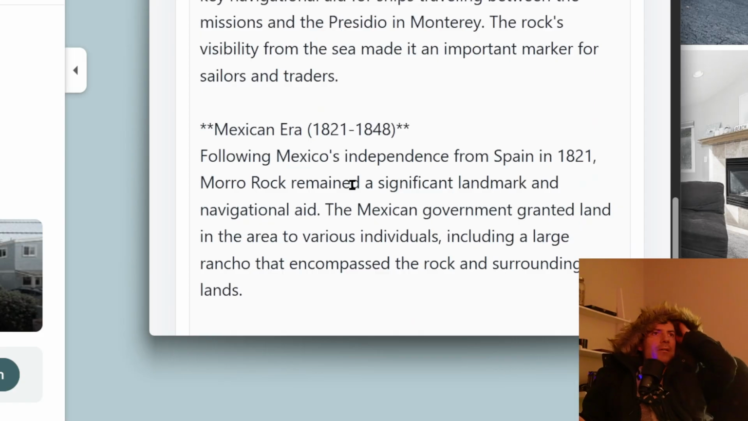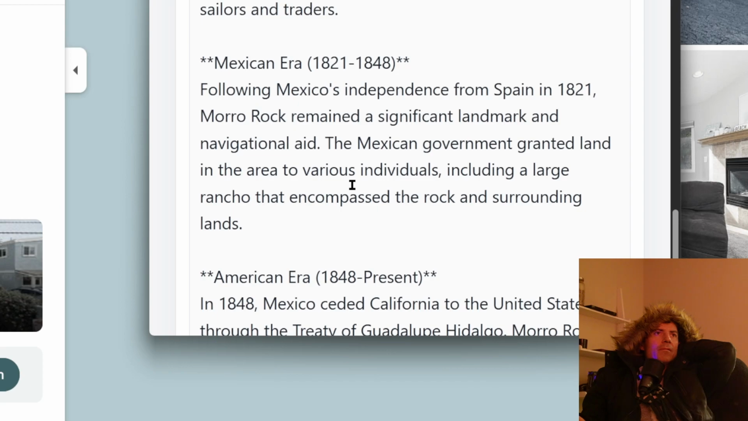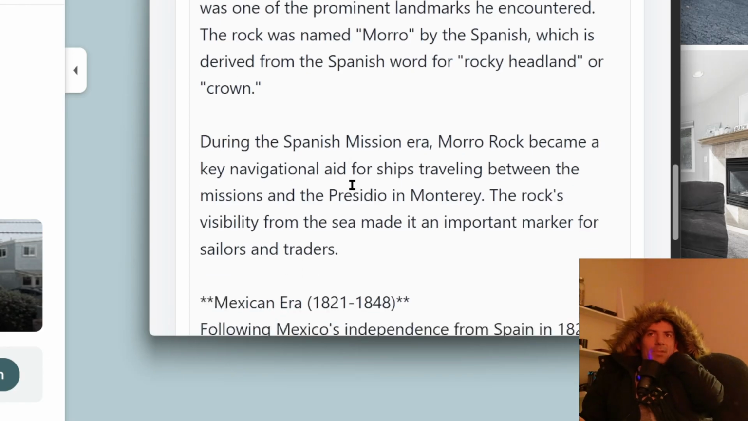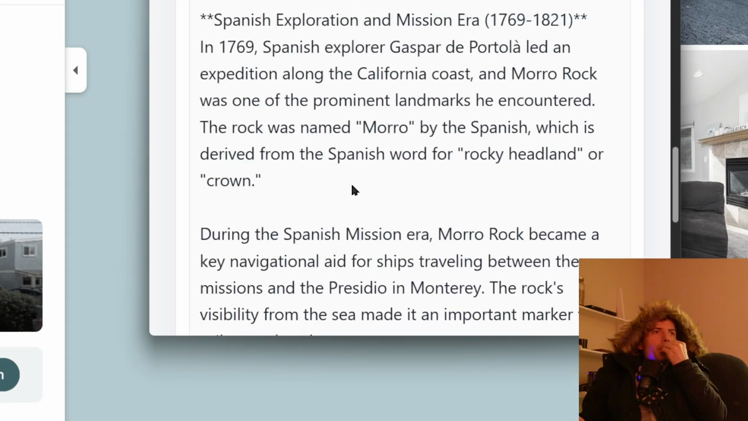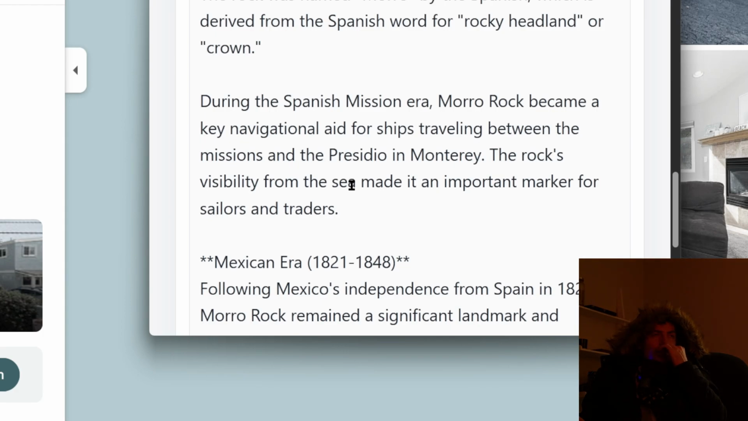The Mexican era maintained it as a significant landmark, navigational aid. The government granted land in the area to various individuals. A large rancho that encompassed the rock and surrounding lands. Going back in time, started with America, Mexico. So, navigation for the Spanish area.